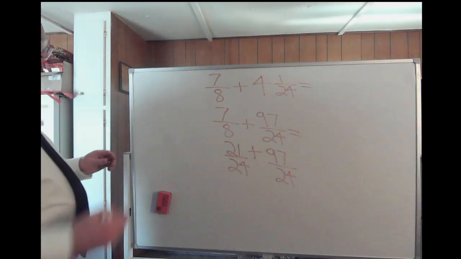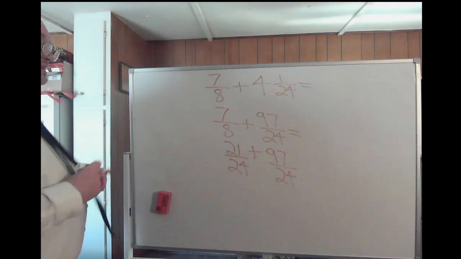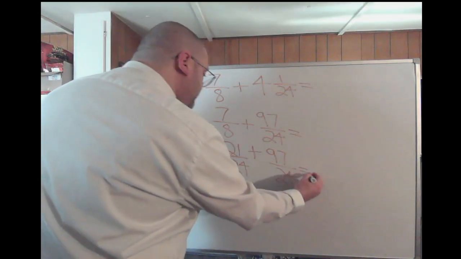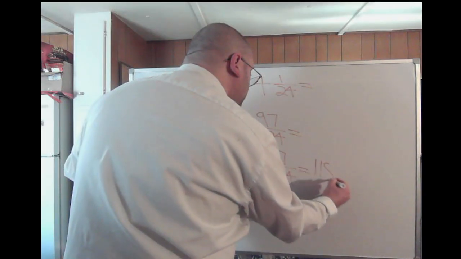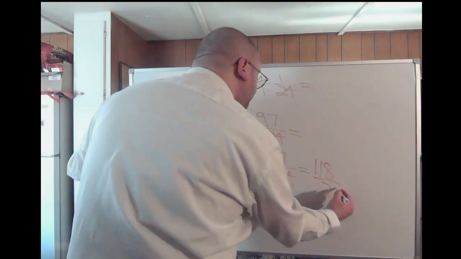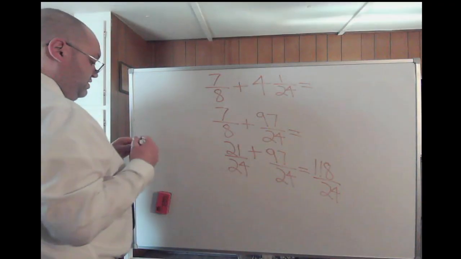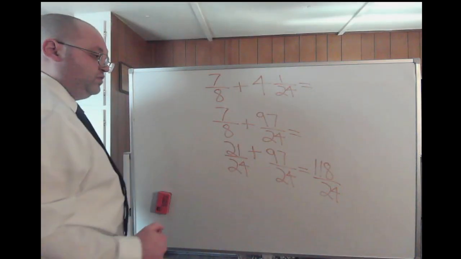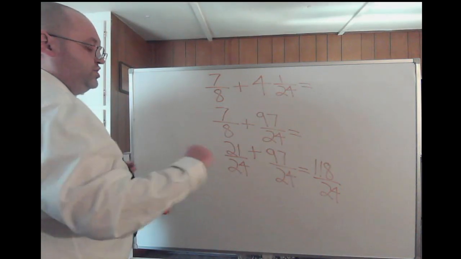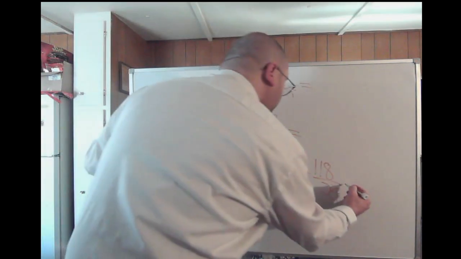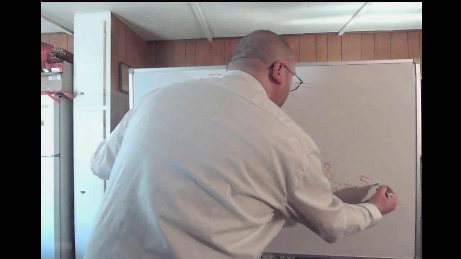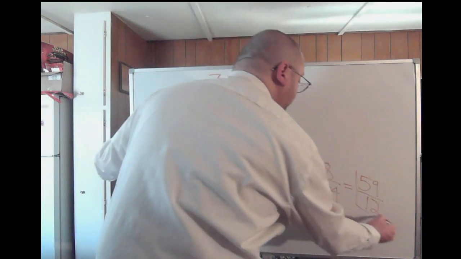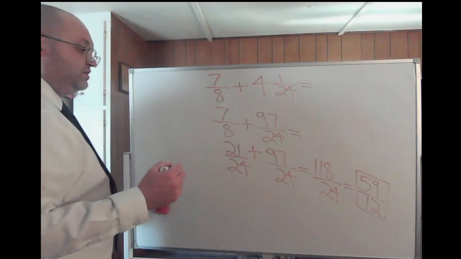Okay, so now you have the same denominator. You can go ahead and add these up. You'll have 21 plus 97, which would be 118 over 24, which is clear to me at least that we can reduce the 118 24ths, which they both have a common 2. That's going to give you 59 over 12. So therefore 59 twelfths, that doesn't reduce any further.